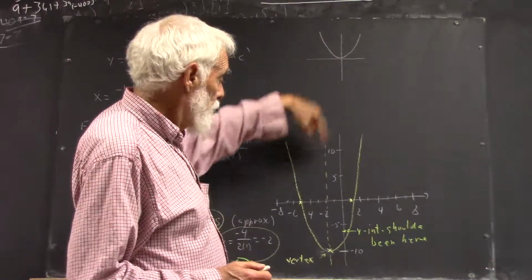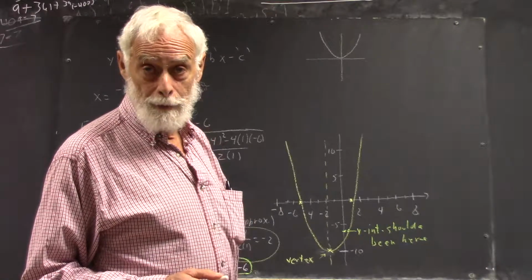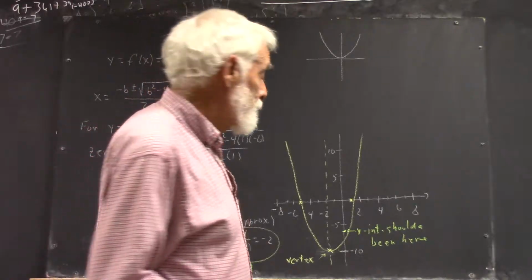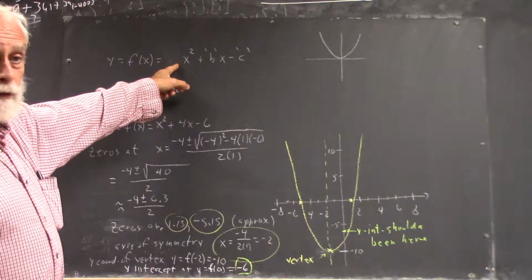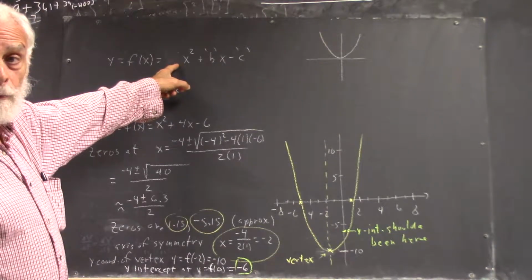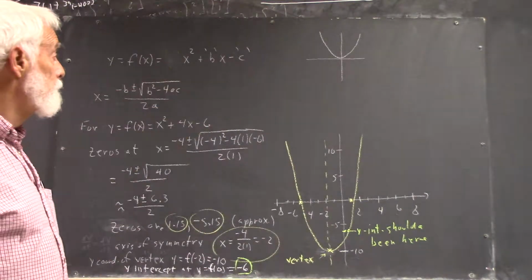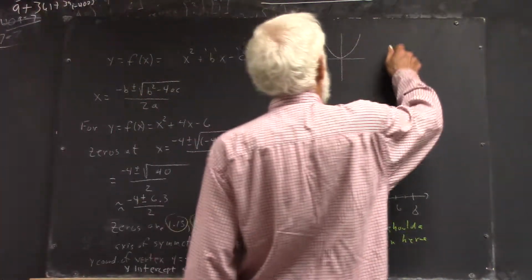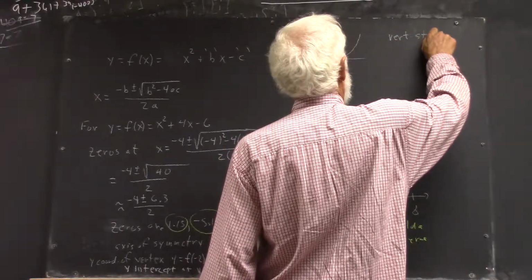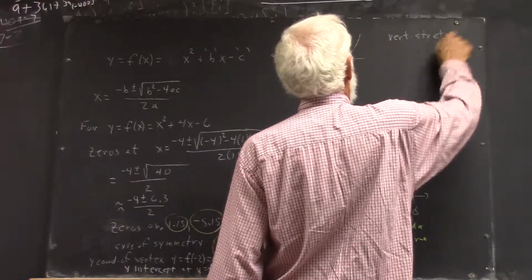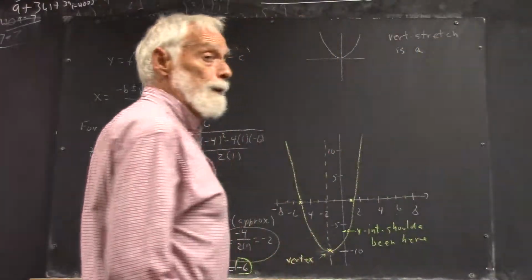To get from this graph to this graph requires no vertical stretch. And the reason is because you got 1 in front of x squared, and the vertical stretch is just whatever number is in front of x squared. So, vertical stretch is A.